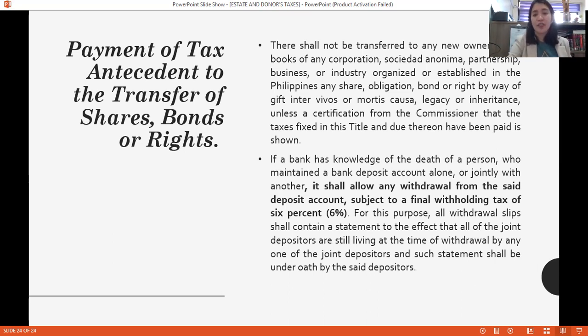Okay? Kasi, yung explanation dyan, paano mo babayaran yung mga estate tax kung wala kang pera? So, para ma-aid yung payment of tax, kaya ina-allow na ng batas yung pag-withdraw ng amount in bank deposits. So, okay, that's it for estate tax.